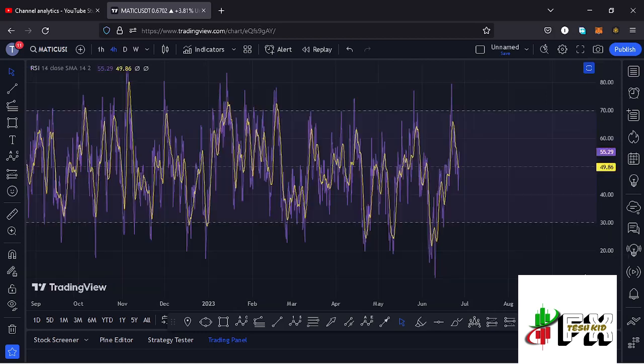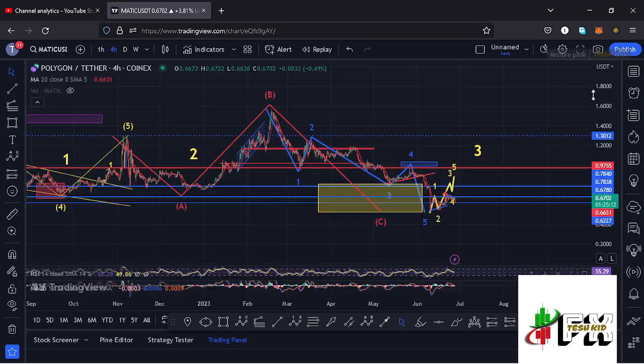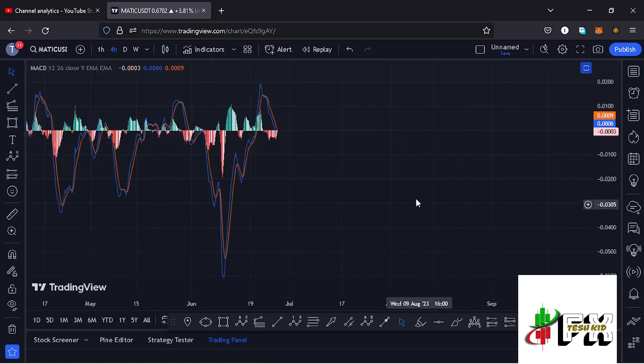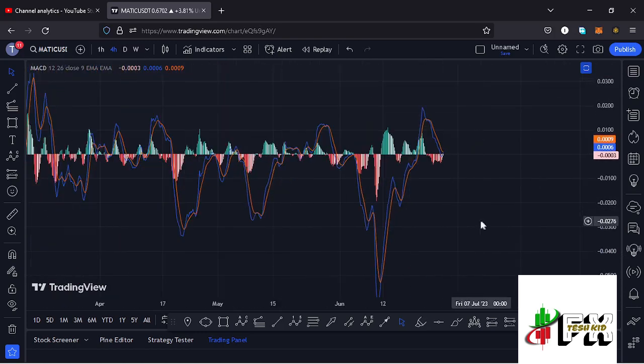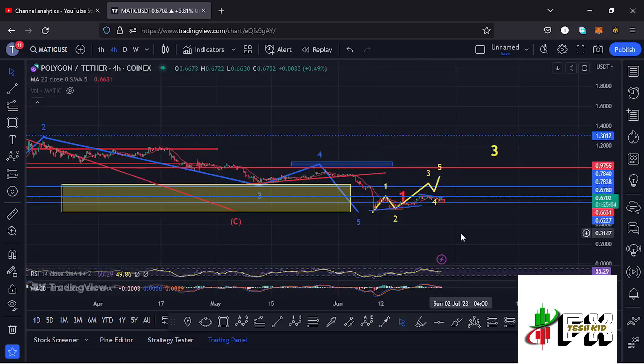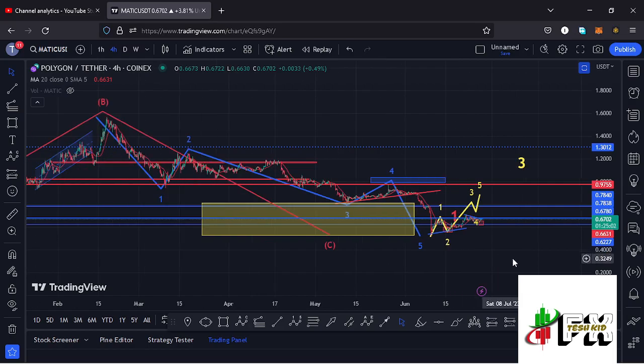Also taking a look at the indicators. On the RSI, we are trading at around the 55 mark. Also taking a look at the MACD, we have been able to print a bearish cross suggesting further breakdown. So let's be patient and see how that plays out, and I'll be keeping you updated.